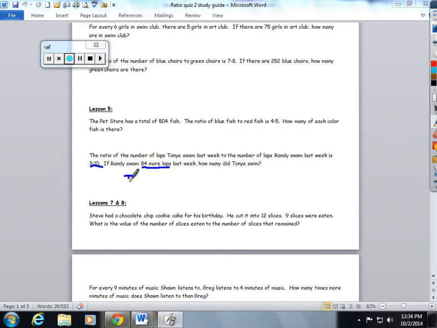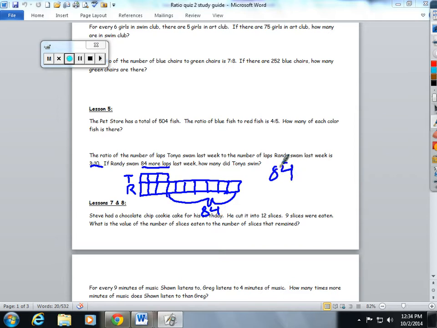So what you want to do is put a T for Tanya and an R for Randy. Then make 3 boxes for Tanya, and 10 for Randy. And then all this space has to be equal to 84. So I'm going to do 84 divided by 7 more boxes, right? 1, 2, 3, 4, 5, 6, 7. Okay, divided by 7, and that will give me 12.